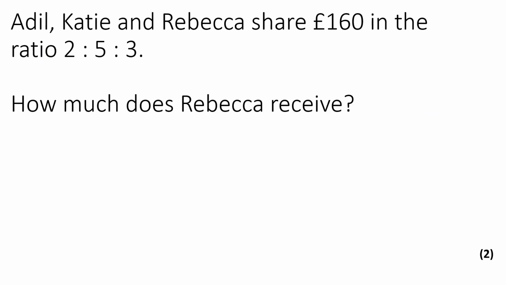Okay, we've now got Adil, Katie and Rebecca share £160 in the ratio of 2 to 5 to 3. So this is where the table is key. So I've got Adil, Katie, and I've got Rebecca. Adil was said first, so she or he gets the 2. Katie was second, so they get the 5. And Rebecca was said third, so she gets the 3.